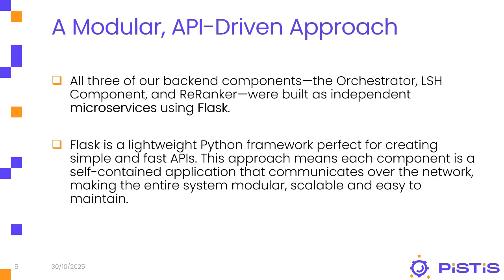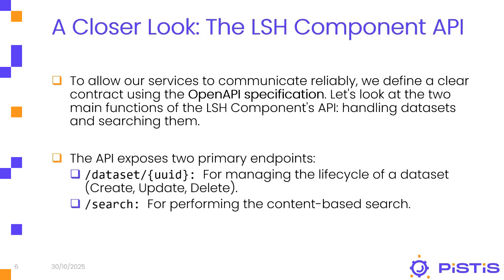Now let's take a closer look at the LSH Components API. To allow all our services to communicate reliably, we defined a clear contract for them using the OpenAPI specification. The LSH Components API really has two main jobs: handling the datasets themselves and searching them. To do this, it exposes two primary endpoints. One at /dataset for managing a specific dataset, and one at /search for performing the content-based search.